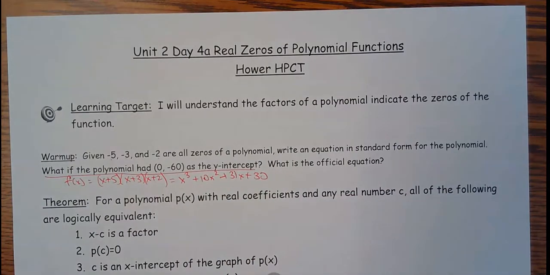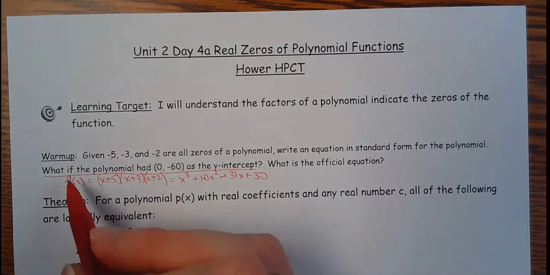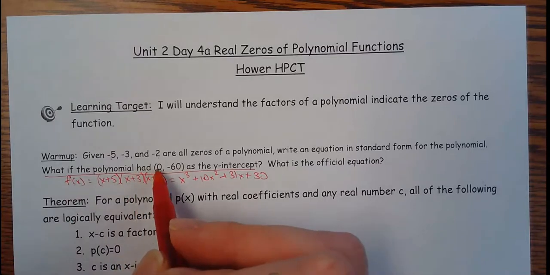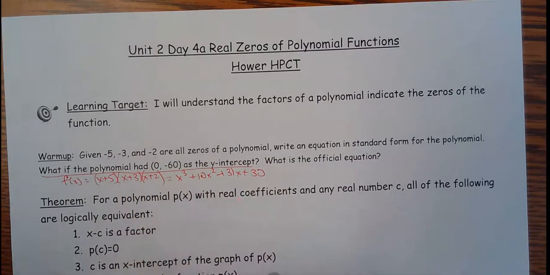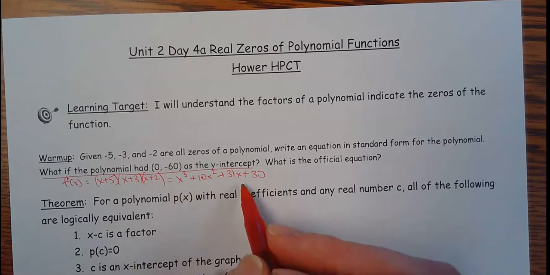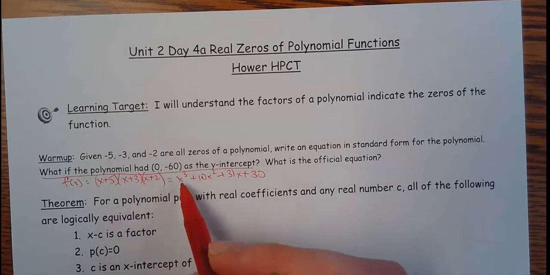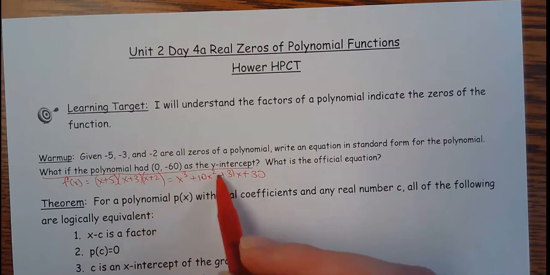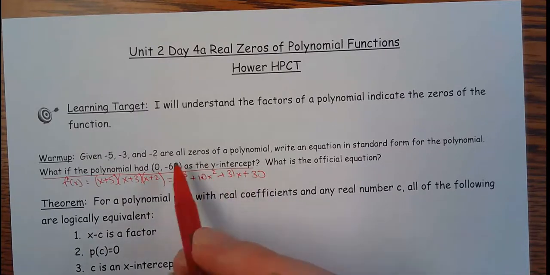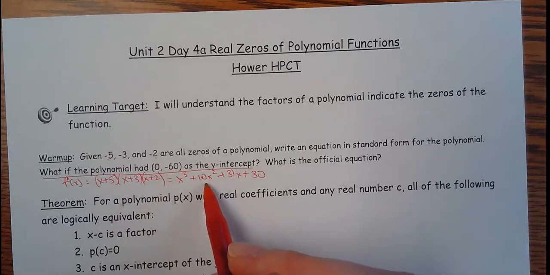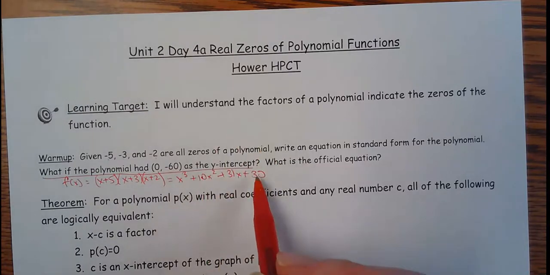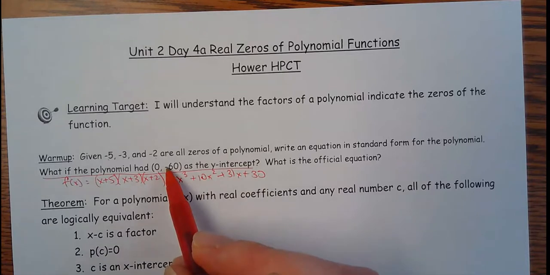Okay. Now, let's keep going with that. What if the polynomial had (0, -60) as a y-intercept? Does this one have that as a y-intercept? If you ever want to find the y-intercept, plug 0 in for x. So if I plug 0 in here, those terms get wiped out, and I get 30, which is not -60. So this isn't quite the right function. It looks like there's some sort of vertical stretch, vertical flip. Something's going on where my y-intercept, instead of being 30, is now -60.